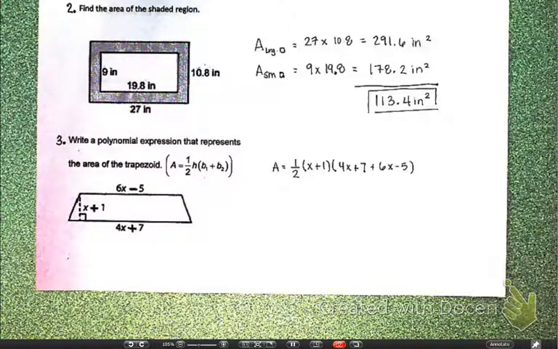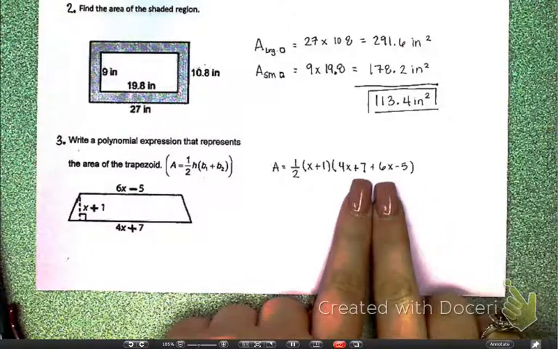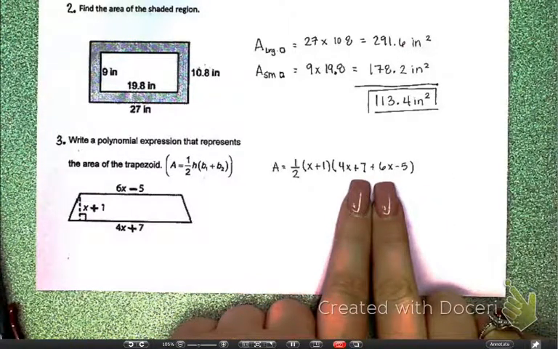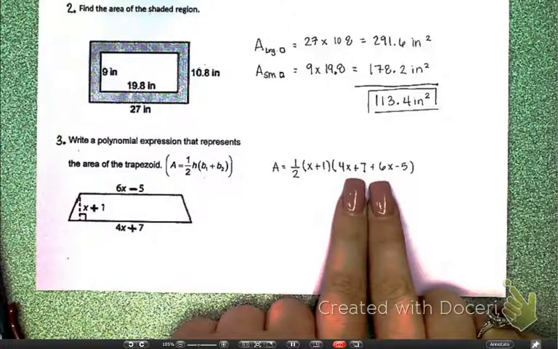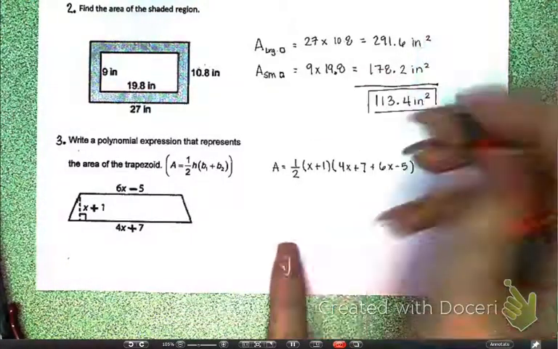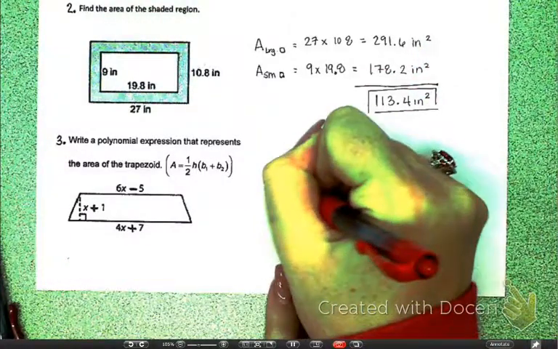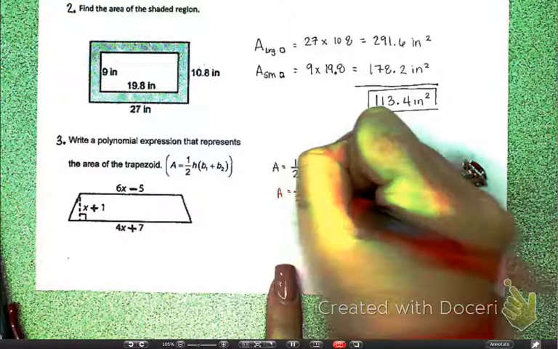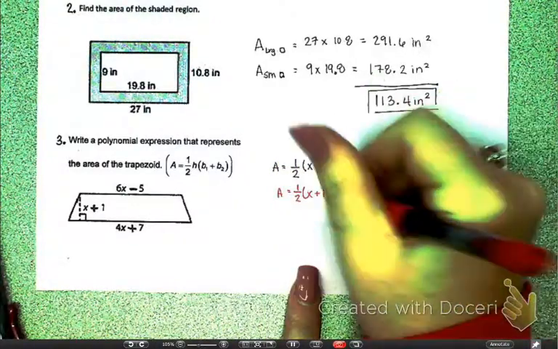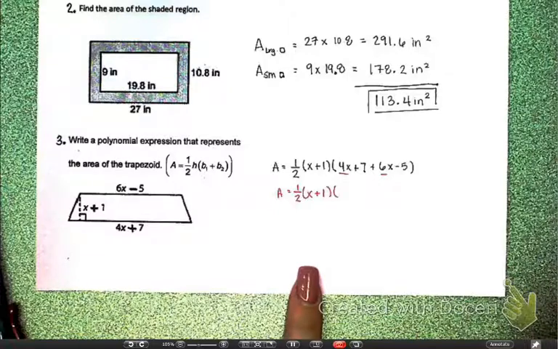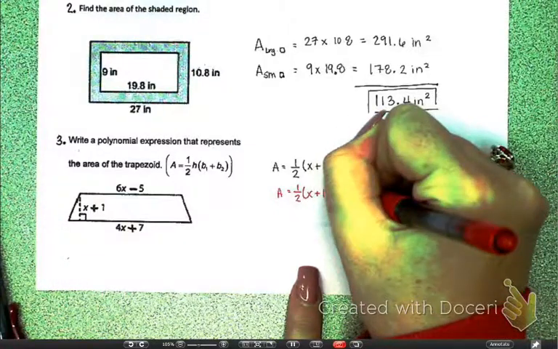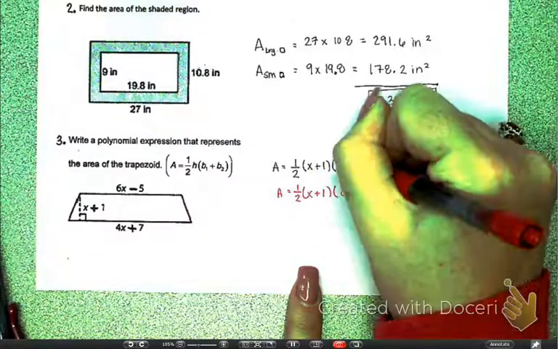Can you simplify that, or can we simplify that? Where should we start? Before we distribute, where should we start? How about this set of parentheses? Because what can I do here? Combine like terms. Okay, so I'm going to rewrite 1/2 and then the x plus 1. And if I combine like terms, I get what? 10x plus 2.